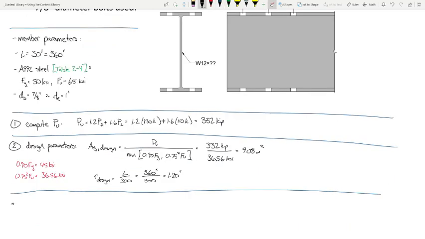So if we're selecting a shape, let's wrap our head around that. What W12 shape should we select that has a gross area of at least 9.08 square inches and has a minimum radius of gyration of 1.2? Has everybody brought their AISC 15th edition Steel Construction Manual, CE 414 steel design?